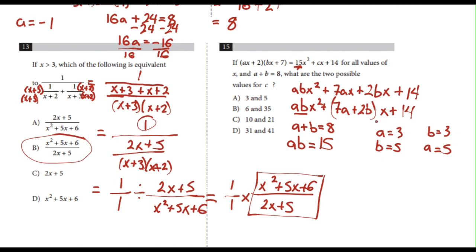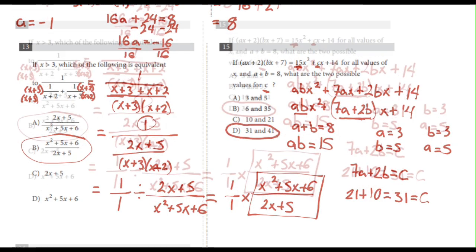So we're going to plug these two values in for this middle term, since we're looking for c, and c is the coefficient of x. So we know that 7a plus 2b equals c, and we're looking for the possible values of c. First we'll plug in 3 and 5. 7 times 3 is 21. 2 times 5 is 10. 21 plus 10 is 31. So one possible value of c is 31. And if we look at our answer choices, the only one with 31 is D.